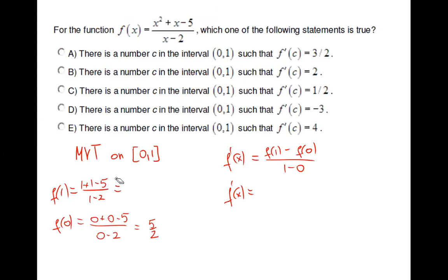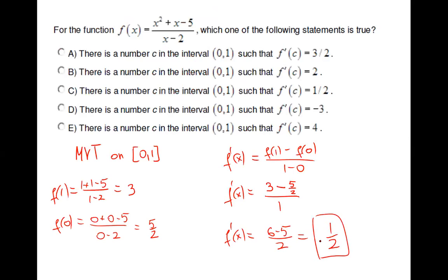Okay, what is this number? Positive 3. 1 plus 1 minus 5 is negative 3. Dividing by negative 1 is positive 3. Okay, 3 minus 5 halves over 1. Okay, 6 minus 5 over 2, it's 1/2. Am I right? We can double check.